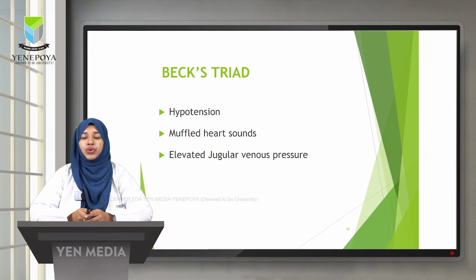So next we'll move on to what are the three things which consist of Beck's triad. The name itself says Beck's triad. The first one is hypotension, the second one is muffled heart sounds, and the third one is elevated jugular venous pressure. So these three things constitute Beck's triad.